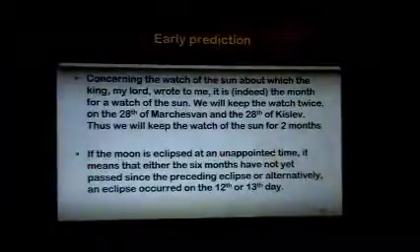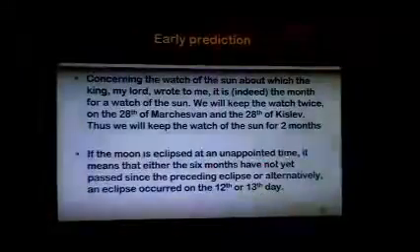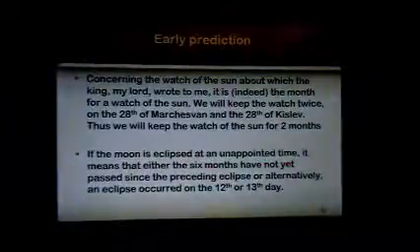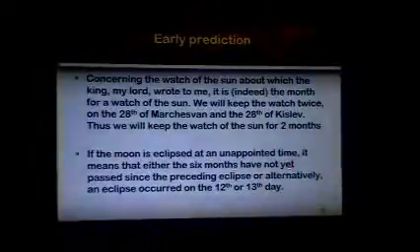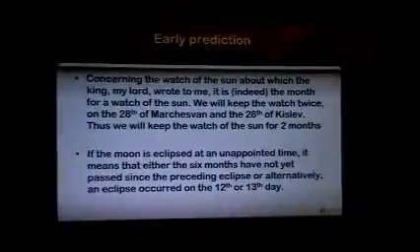And then here's another one. If the moon is eclipsed at an unappointed time, that means you're expecting it on the 6th month, and it came in on the 5th month. It means that either 6 months have not yet passed, or alternatively, the eclipse was a little early.